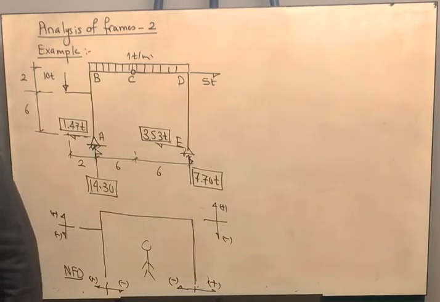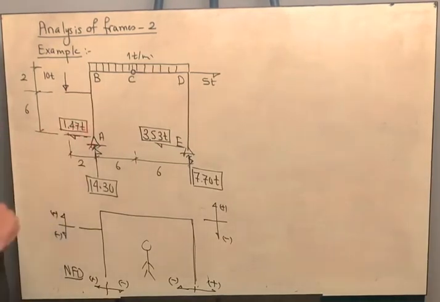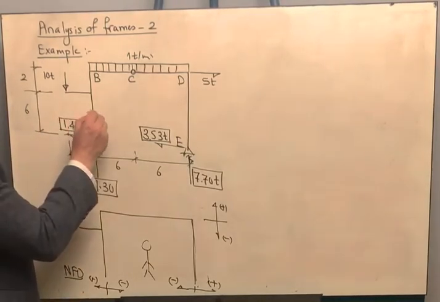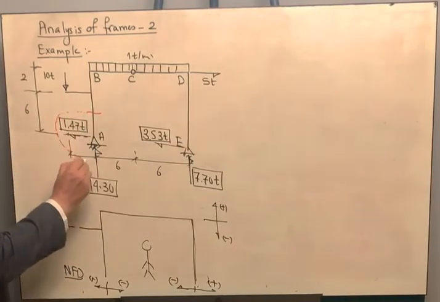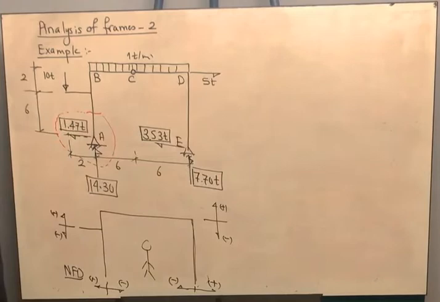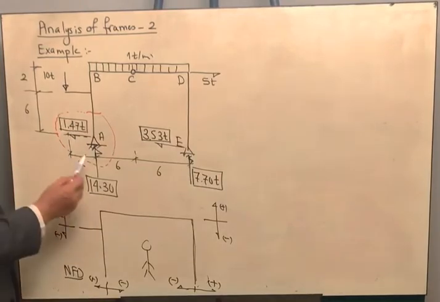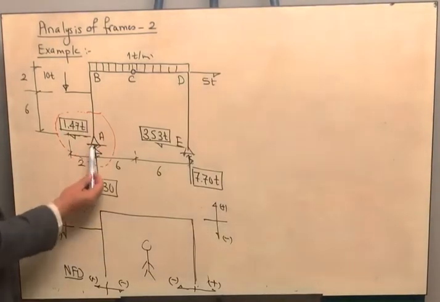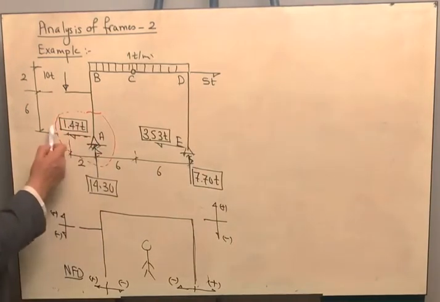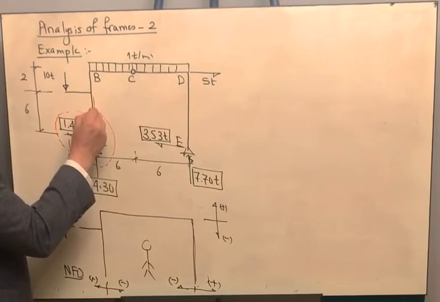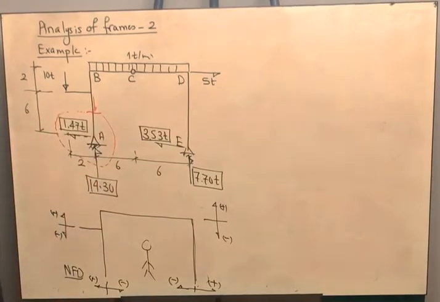Now, we want to determine the normal force in the part AB. How can we do that? Again, we are taking a section like this, and we are taking the lower portion of the frame. I am searching for the forces along the axis of the frame. Here I am having 14.3. In order for this part to be in equilibrium, I should have another 14.3 internally opposite to its direction.